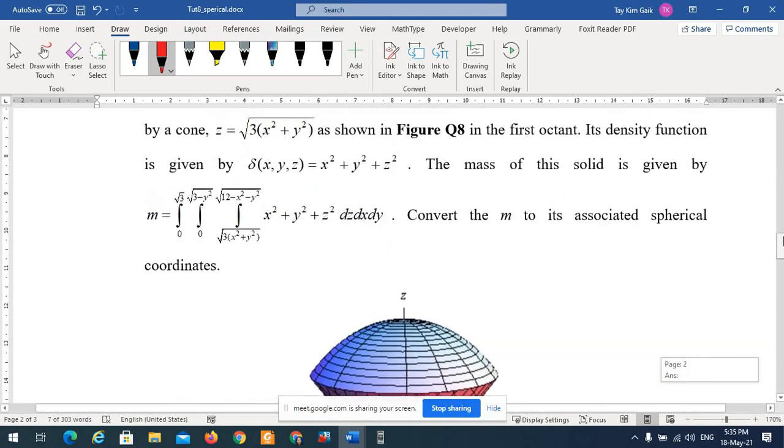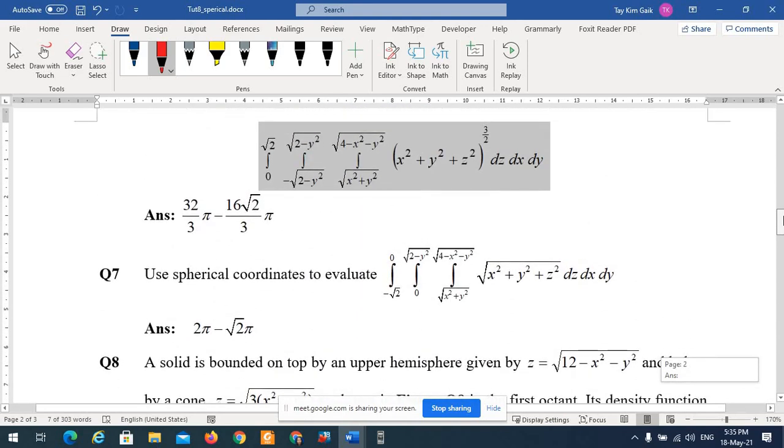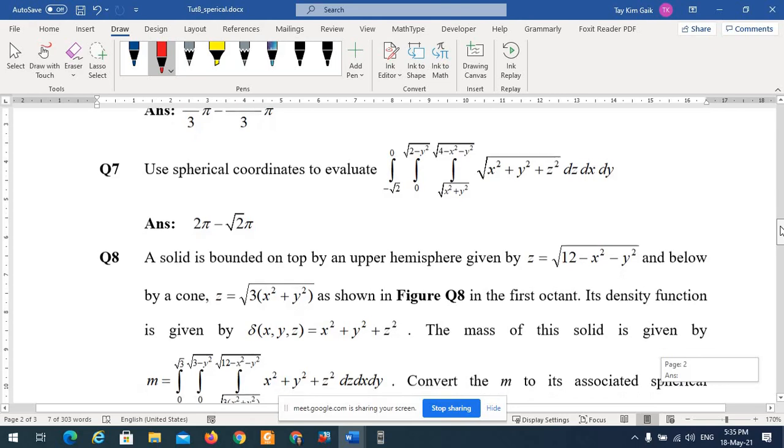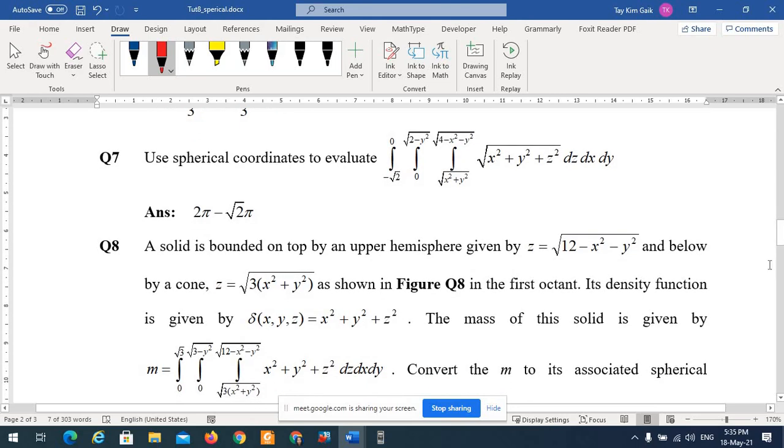So you continue to integrate. I just give you the hints to get the limits. Okay, number 7. Use spherical coordinates to evaluate. Same thing. In 6 and 7, the integrand changes. The limit of z is the same.